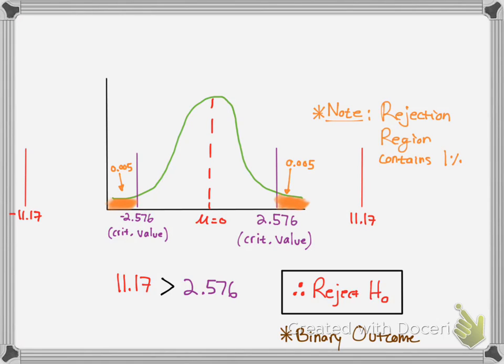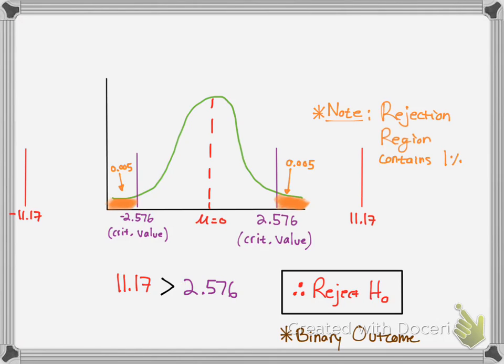Now, one thing to note is that this is a binary outcome. What that means is that you either reject or accept. It doesn't matter how far away it is. If you had 3 as your test value instead of 11.17, it would still be rejection. Like, oh, we have to totally reject that? No, that's bad thinking. It's one or the other. Even if it were at 3, it doesn't matter how far away those are. It's just one or the other.